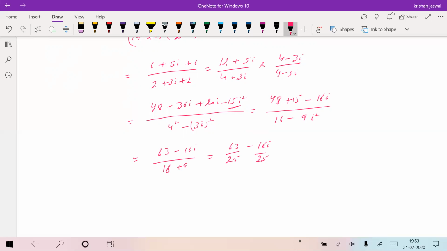We can write its conjugate. Then the conjugate of z is equal to 63 over 25 plus 16 over 25 iota.